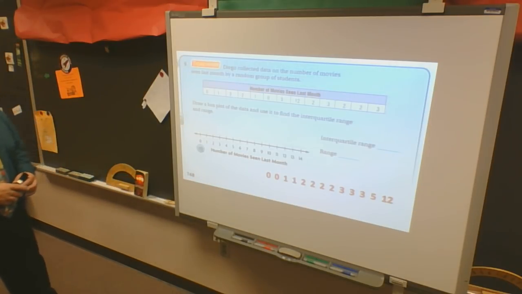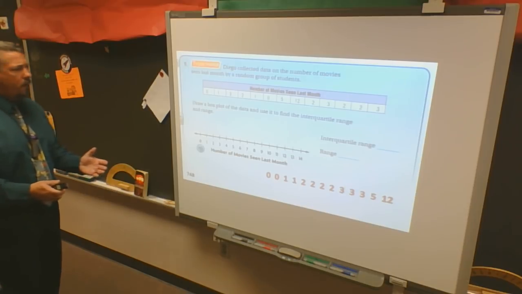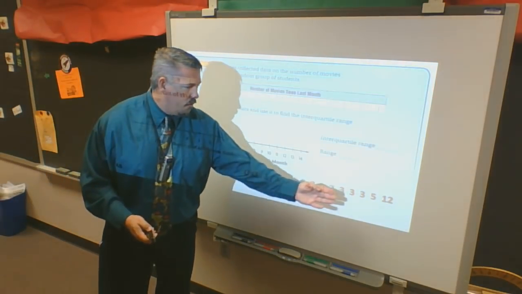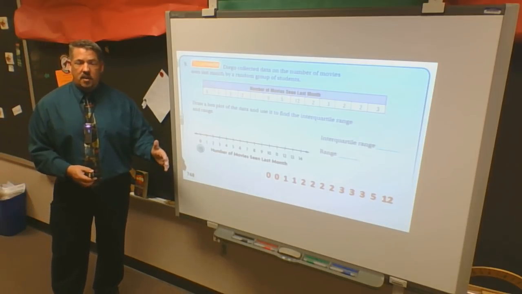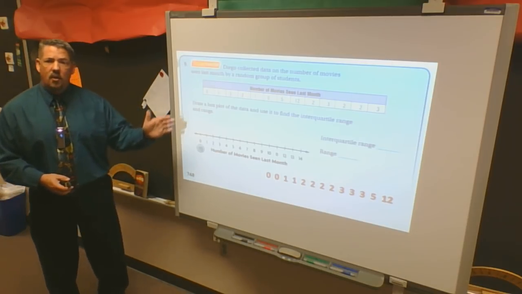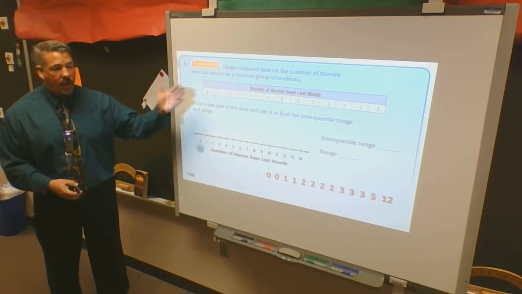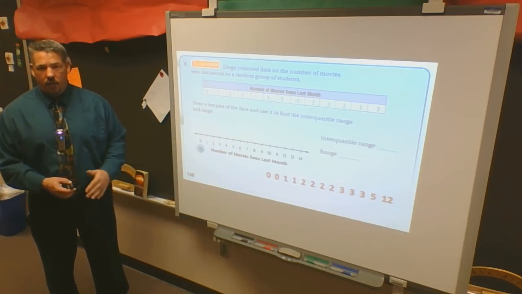And then that takes us to this one. So notice I've already put my information in order from least to greatest. I'm going to have to be finding my range, my interquartile range. And if I have an interquartile range, I know I have to have a median. So I have to have my numbers listed in order from least to greatest.